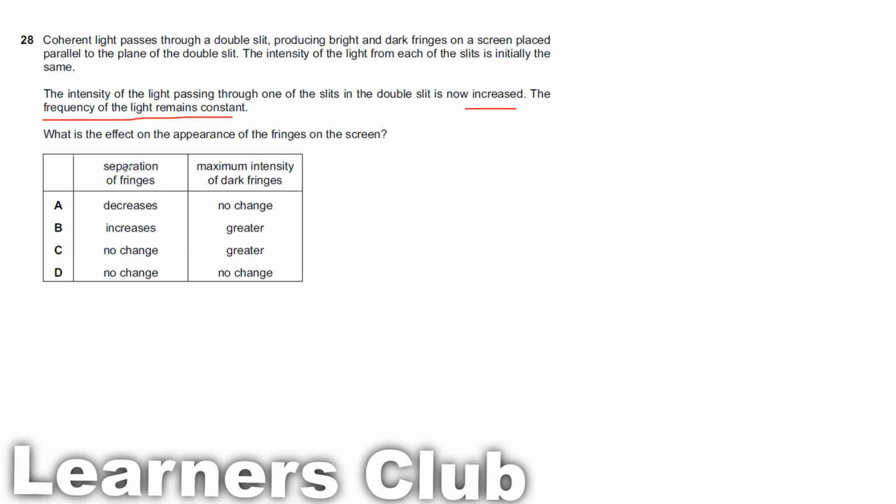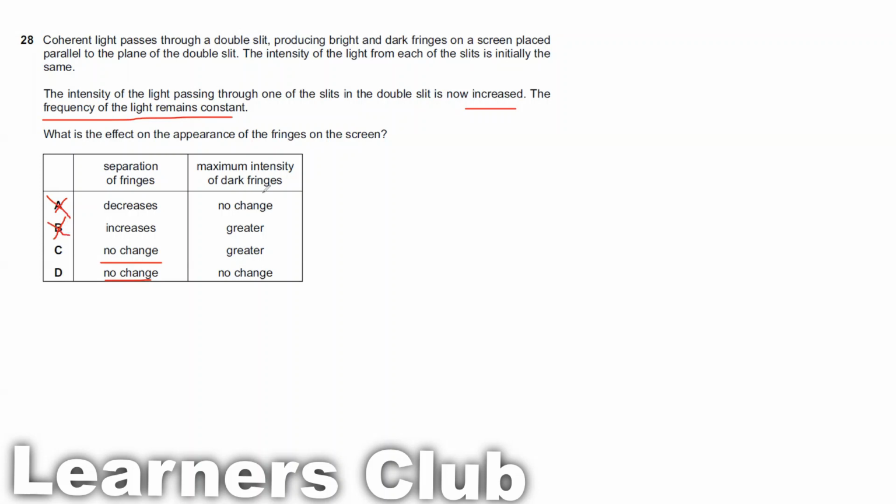So the separation of the fringes will not change due to the intensity. It will only change when there is a change in the distance between the slits, or if there is a change in the distance between the screen and the slits. So since it is about the intensity, there will be no change in the separation of fringes. So the answer should be either C or D. So A and B are not the choice.